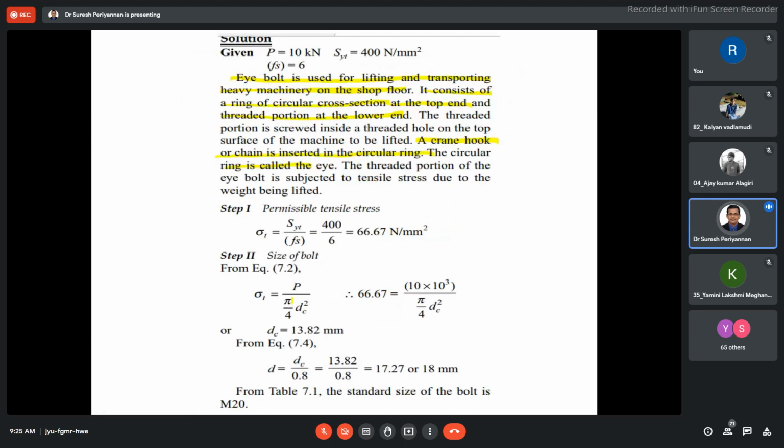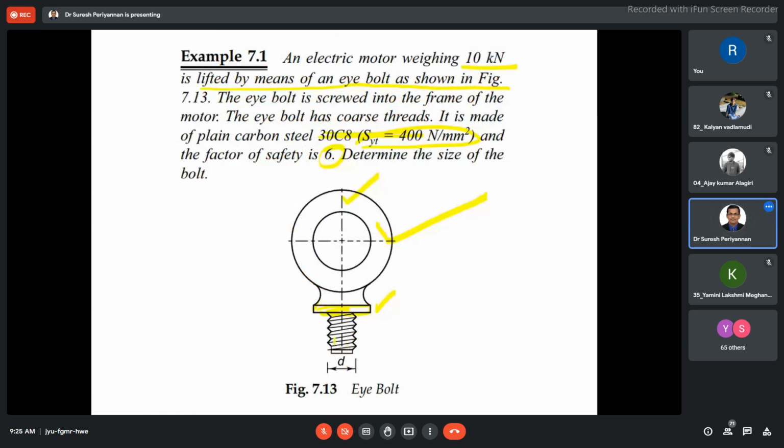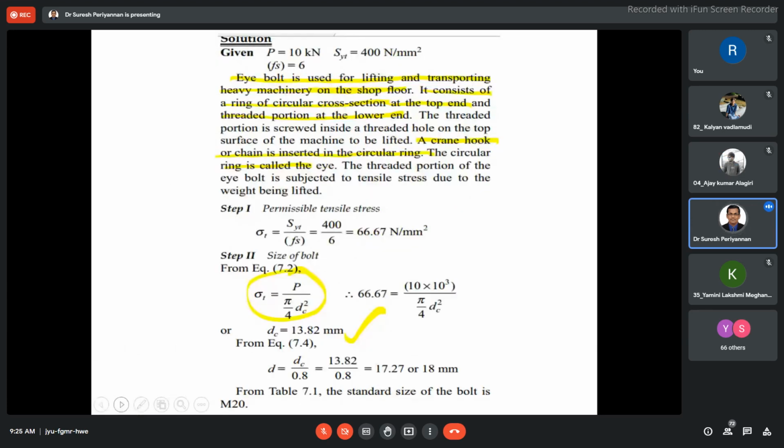Sigma T is equal to P by pi by 4 DC square. Then we are able to find out DC, the minor diameter of the bolt. Now you would like to find out D. DC is equal to 0.8 into D. Sorry, I made a mistake earlier: DC is equal to 0.8 into D.